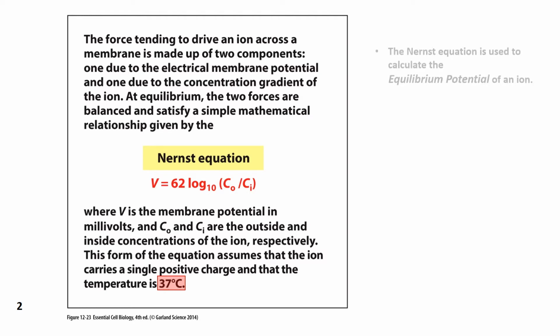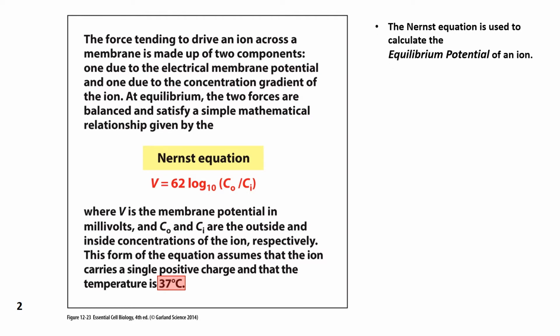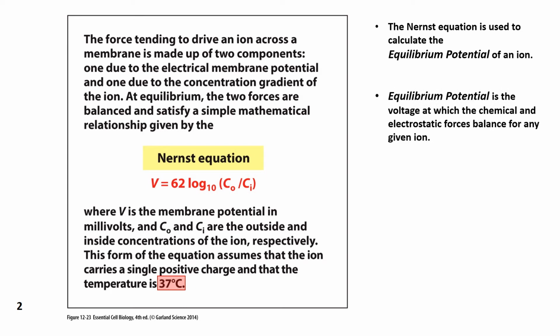Recall that the Nernst equation is used to calculate the equilibrium potential of a single ion. The equilibrium potential is the voltage at which the chemical and the electrostatic forces balance one another for that ion. In other words, there will be no net movement of that ion at the equilibrium potential unless the concentrations that we've used to calculate that equilibrium potential change for some reason.